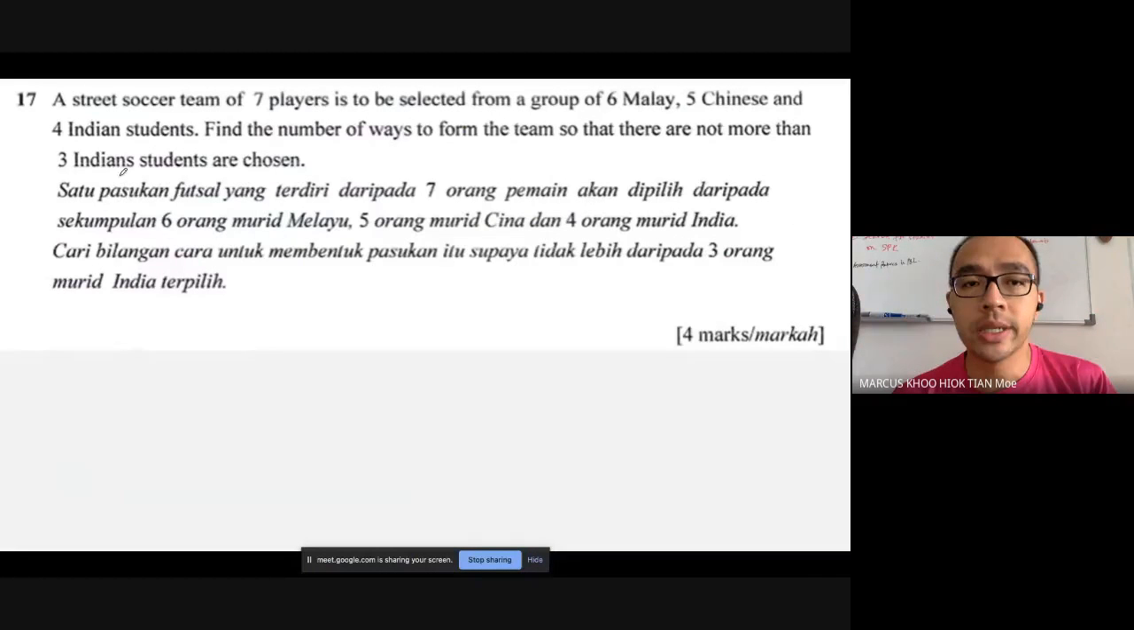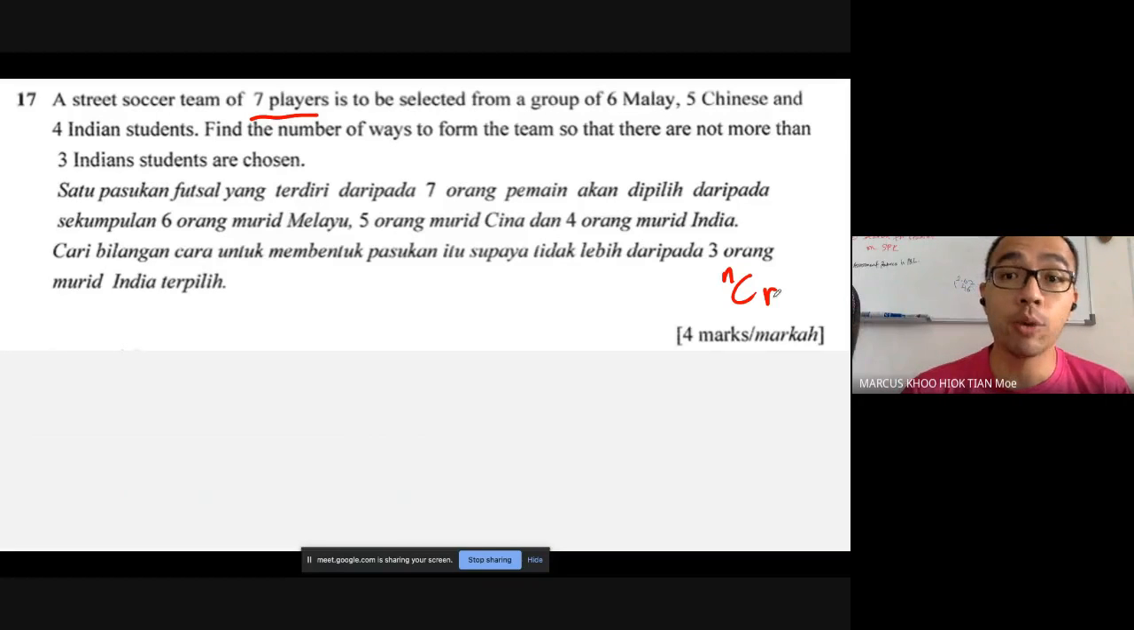So a street soccer team of 7 players is to be selected from a group of 6 Malay, 5 Chinese, and 4 Indian students. Find the number of ways to form the team. Now, forming a team, you know we're talking about nCr. We're talking about combination, not permutation.